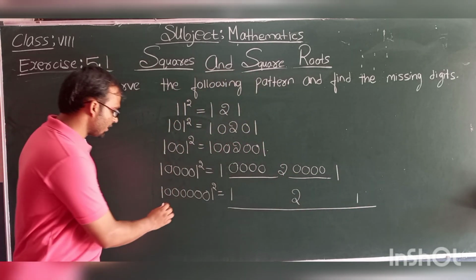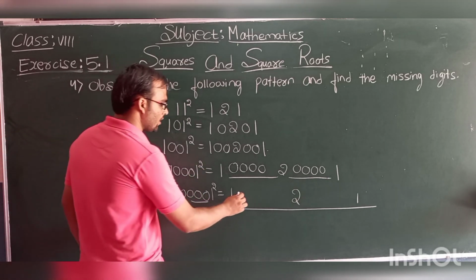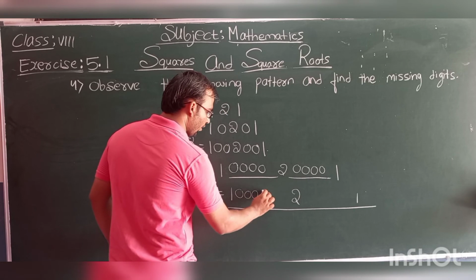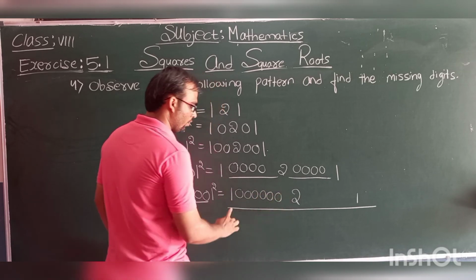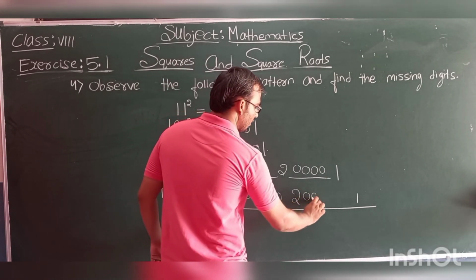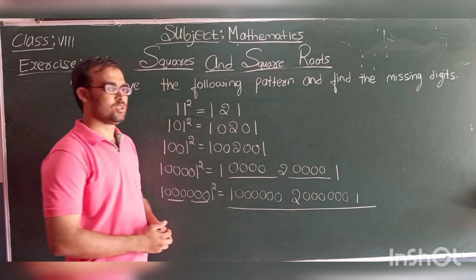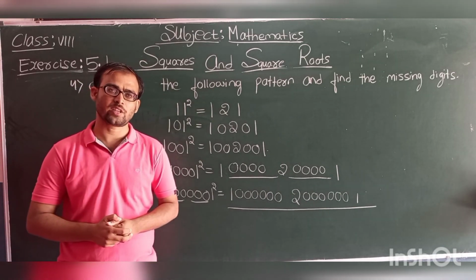So here there are six zeros, so we'll be writing six zeros before 2, six zeros before 2 and six zeros after 2. Okay, so I think you might have understood how to write this kind of pattern.